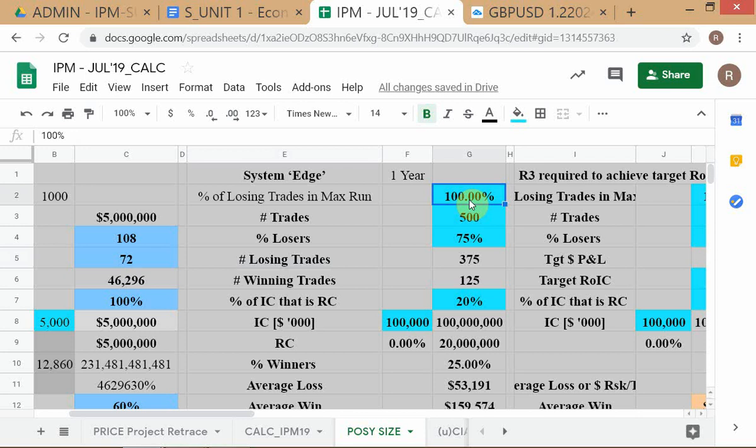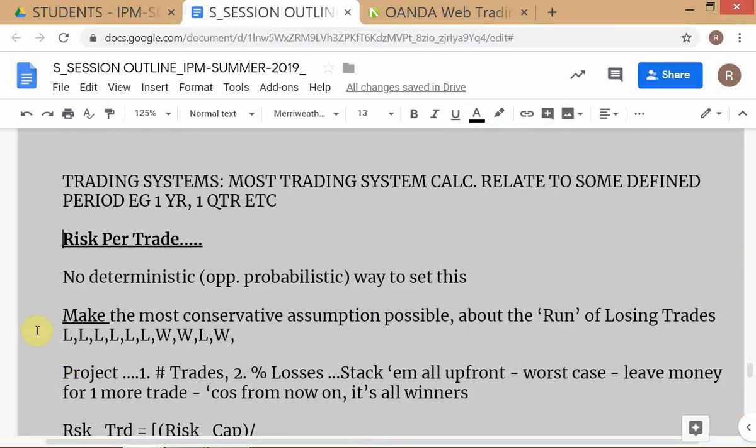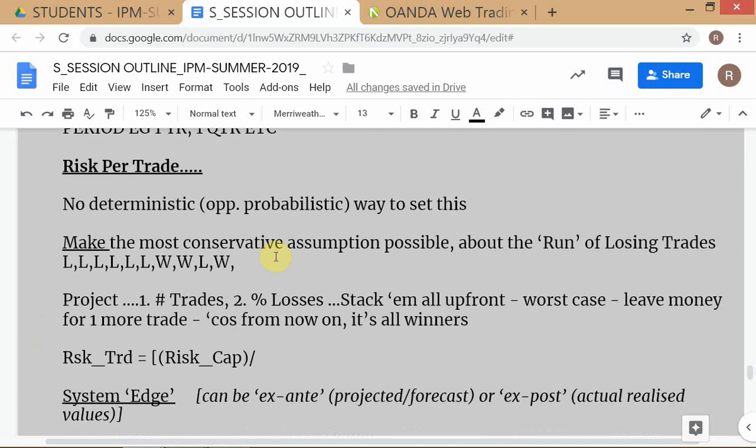Okay, so now that I have a projection for the total number of losing trades, I could additionally make an assumption. Now we go back to the idea of runs. So you know that some kind of distribution like this is going to happen. You don't know what it's going to actually be, but you know that something like this is going to happen. There'll be some run of losses, there'll be a run of winners, then there'll be another run of losses. Something like this is going to happen.